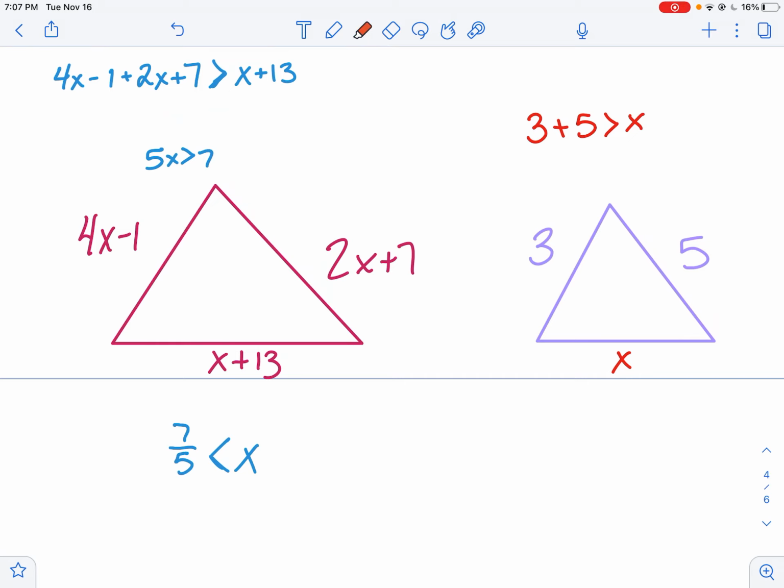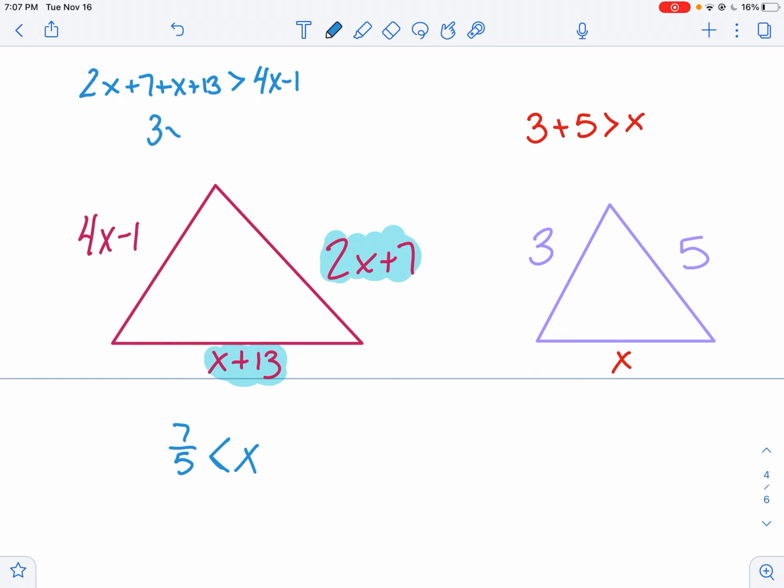And instead of adding up these two and setting them greater than the third side, I could do that these two added up should be greater than the third side. So I could say 2x plus 7 plus x plus 13 is greater than 4x minus 1. So 3x plus 20 greater than 4x minus 1. So x should be less than 21.